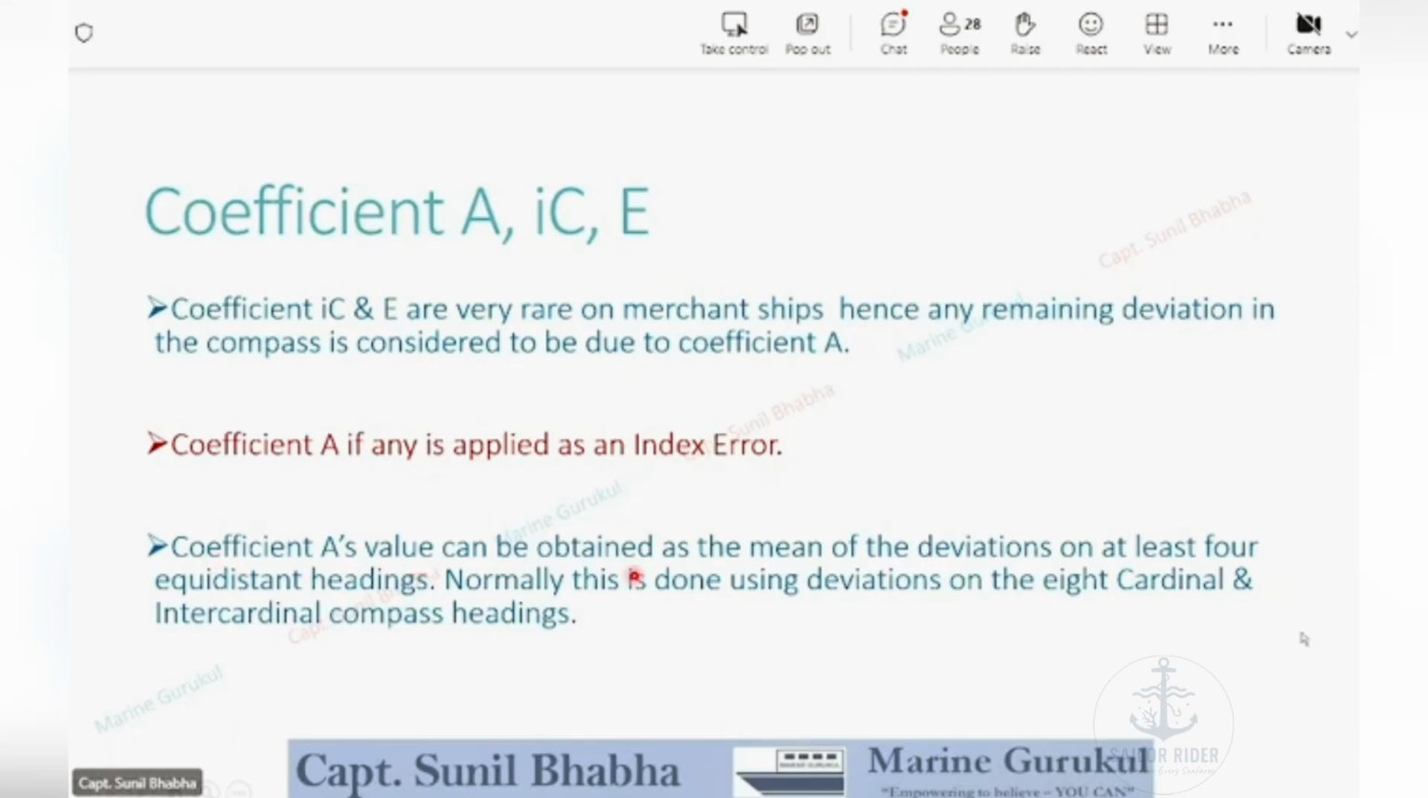Coefficient A's value can be obtained as the mean of the deviations on at least 4 equidistant headings. If you remember, we had noted down the deviations before starting the compass correction. The deviations are noted. So the compass adjuster can now easily find out the magnitude of coefficient A by taking the mean of deviations on at least 4 equidistant headings. Normally this is done using deviations on 8 headings, that is cardinal and intercardinal, to get a more accurate reading.